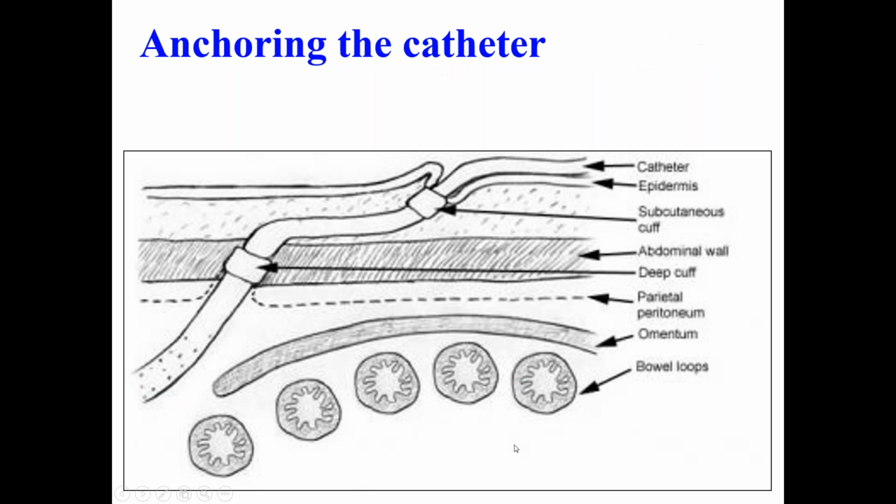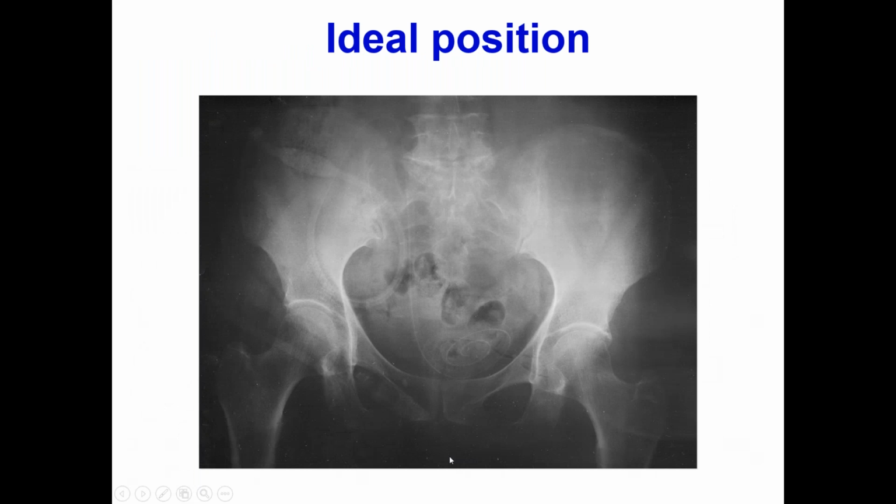This figure shows you the placement of the two cuffs. Here you see the external cuff which is just under the skin, and here just below the rectus sheath is the internal cuff. And this is where the actual functional part of the catheter starts. So what is the ideal position of the PD catheter? The tip of the catheter must be in the most dependent part of the pelvis, which is the pouch of Douglas, and it is by being in this position that you can get the optimal drainage possible.